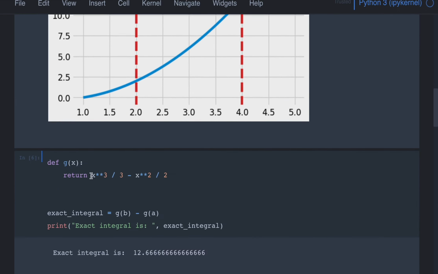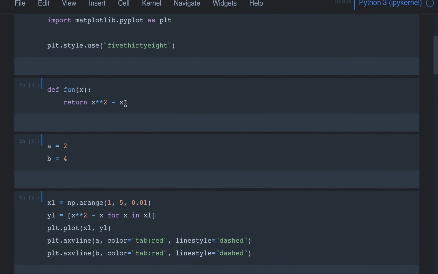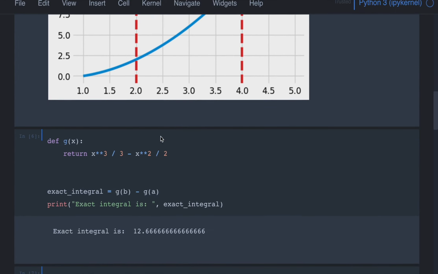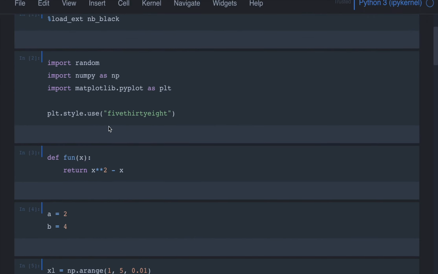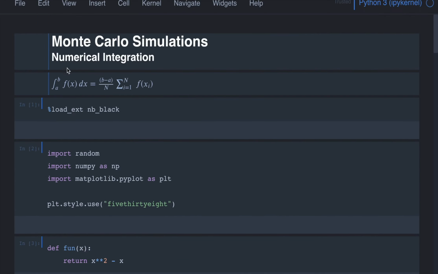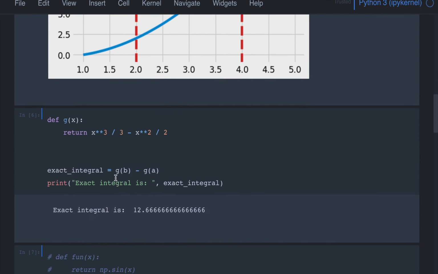So the x squared integral would be x to the power of 3 over 3, and then the minus x integral would be x squared divided by 2. Let's call it g of x. Now, when we integrate the function f of x between a to b, that would be g of b minus g of a. So the exact integral would be 12.666, right?